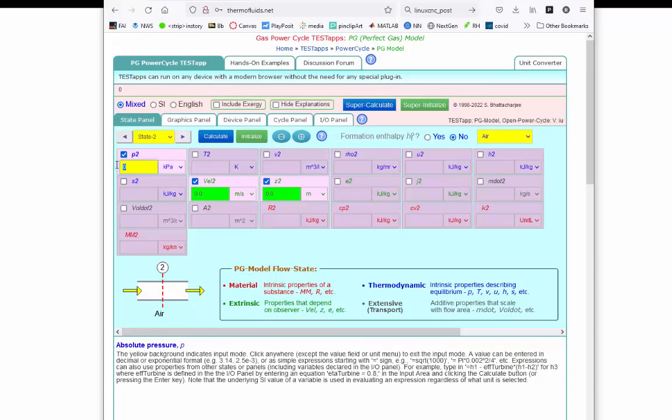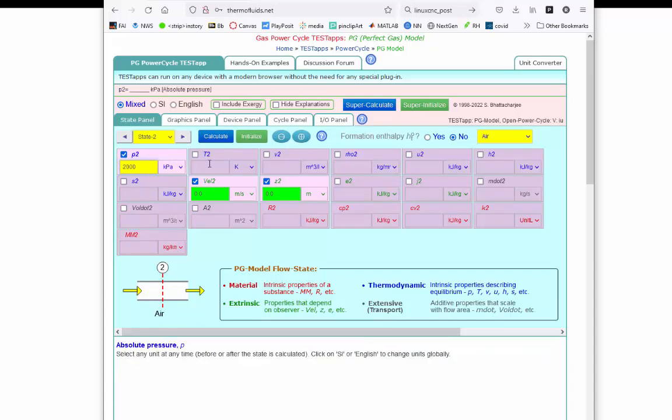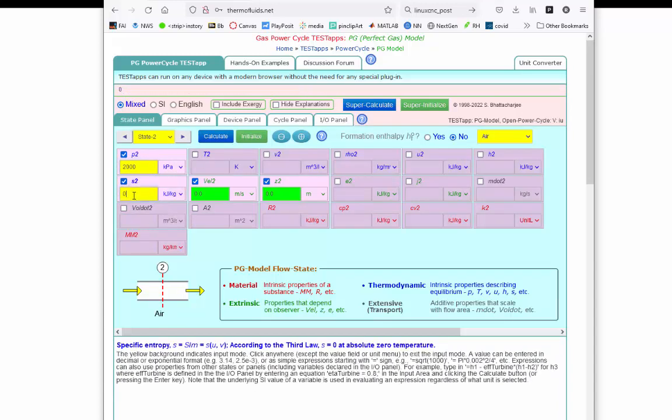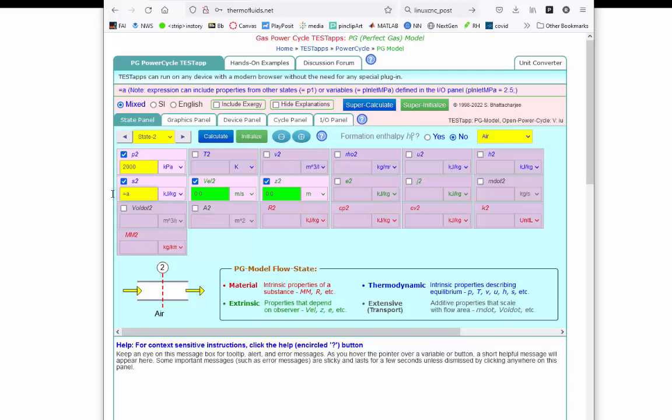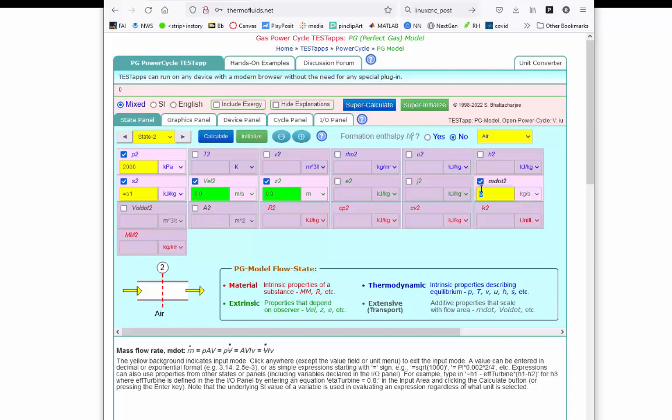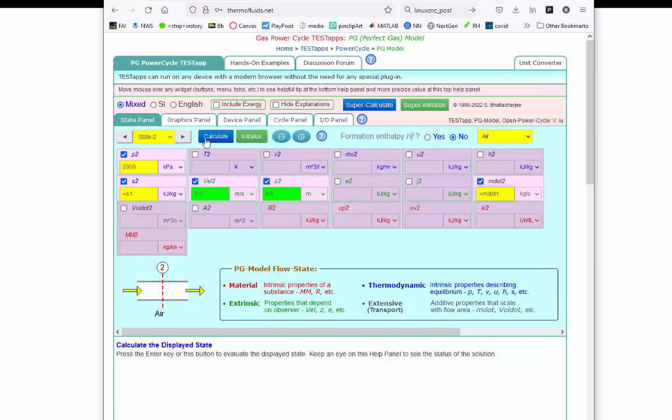State 2 is going to be at the end of the compressor. That was actually at 2 megapascals, or 2000 kPa. It was isentropic initially, so that would just be equal to S1. And then we'll keep our mass flow rate constant through the whole thing, so I'll just keep calling this M.1 to grab it from the first one.